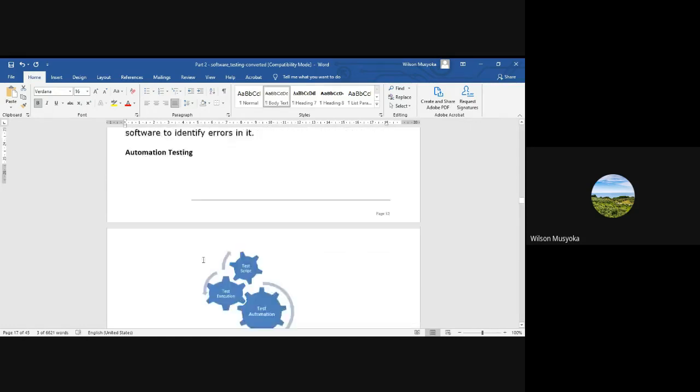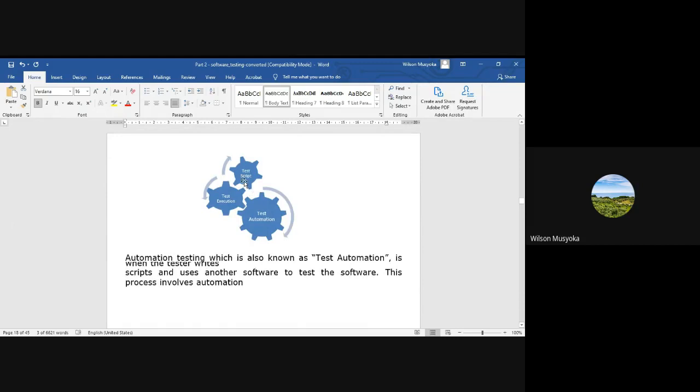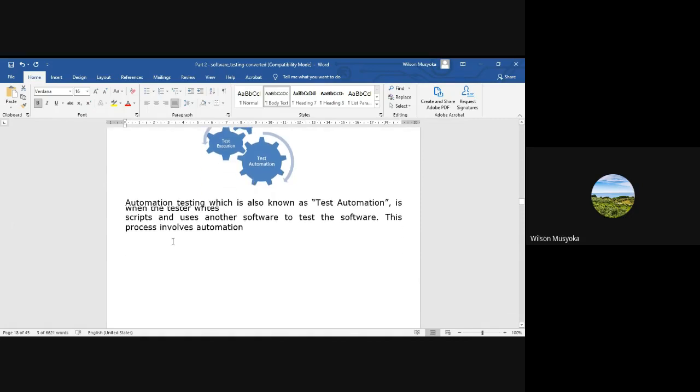Then there is automated testing, whereby you create a test script, then you execute the test, and the combination of a test script and a test execution is what we normally refer to as automated testing or test automation, whereby the tester will write a script and use another software to test the current software which is being tested.